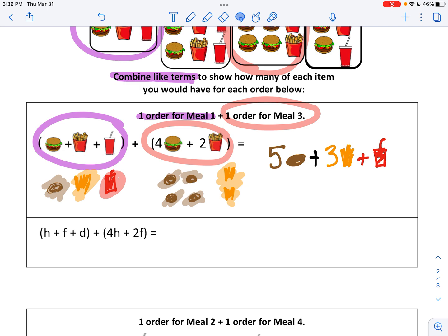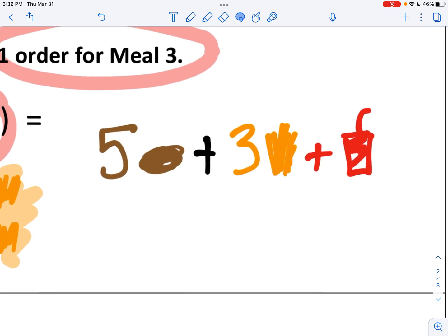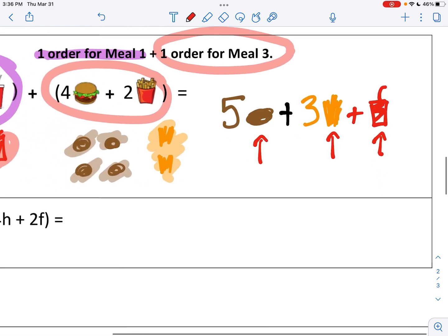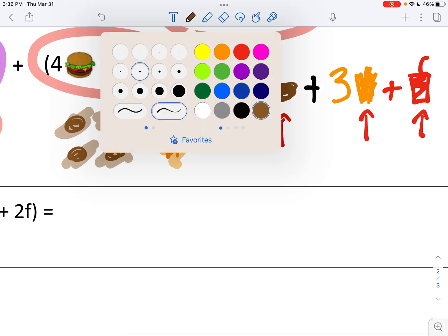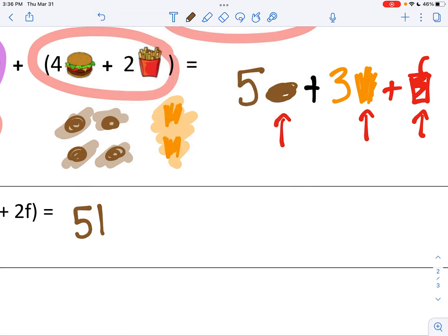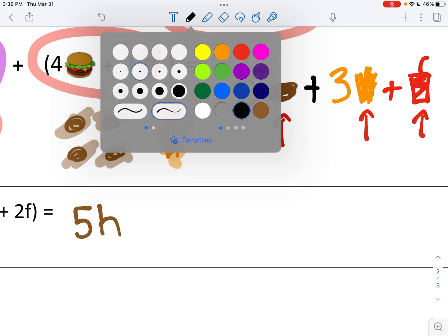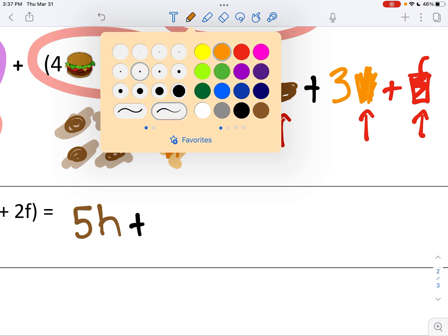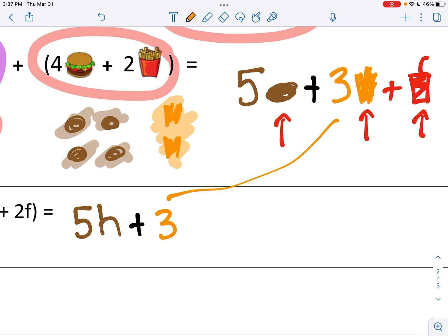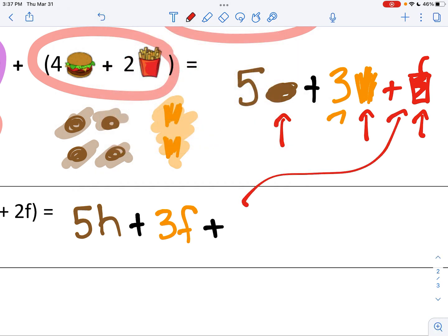In letter form, now I'm just going to replace these symbols with what they are. So I'm going to write 5, and instead of drawing the burger, I'm going to write H for hamburger, and 3, and instead of drawing the fries, I'm going to write F, and I have a drink, so I could write 1S for 1 soda, or I could just write S for the soda.